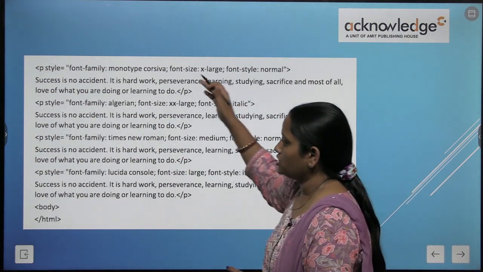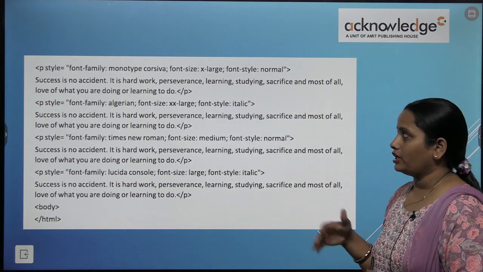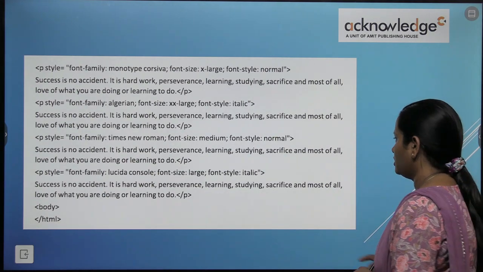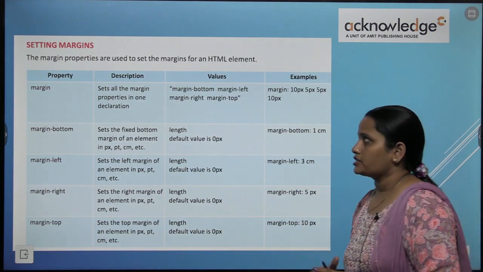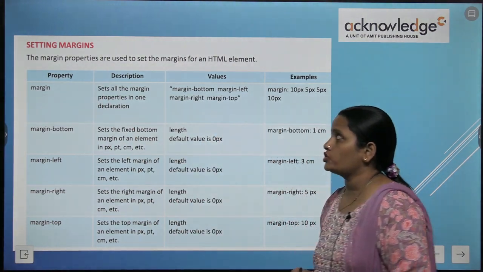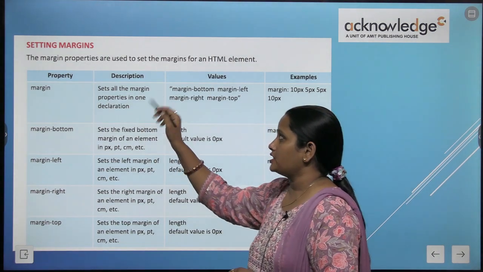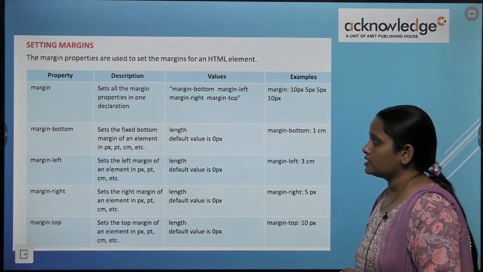So this is typed again and again, and the result that we got in the previous page will be the result. Next, setting margin. How can we set margin? The margin properties are used to set the margin for an HTML element. Properties, description, values and examples.